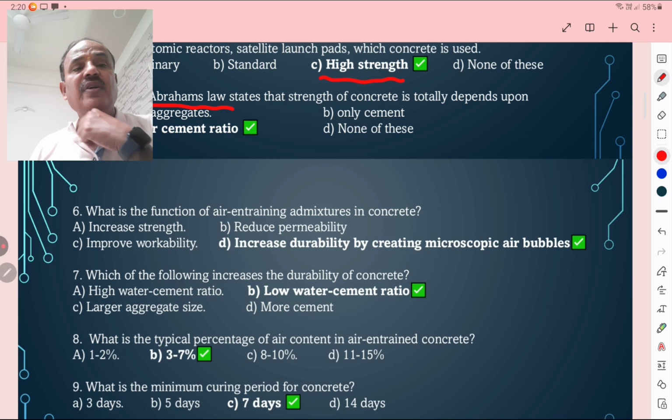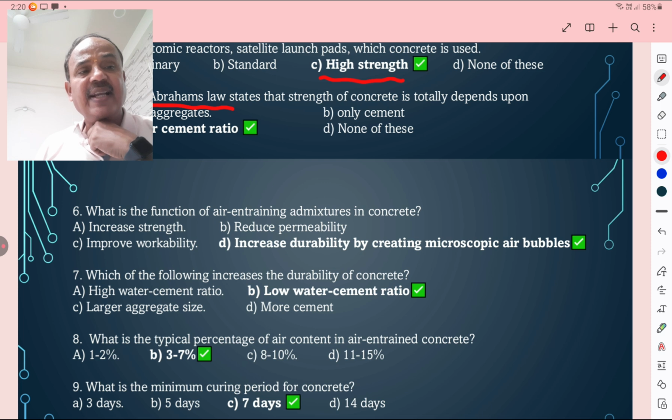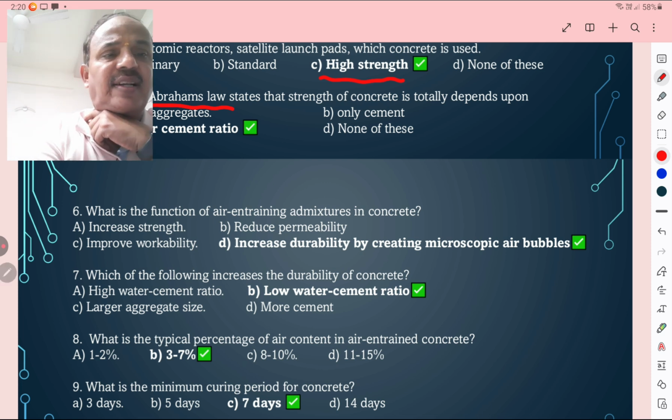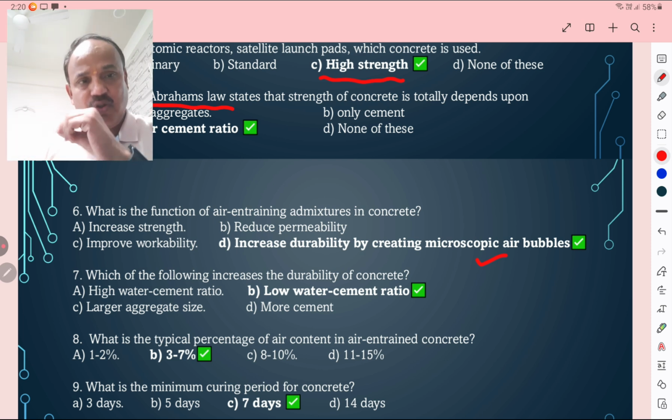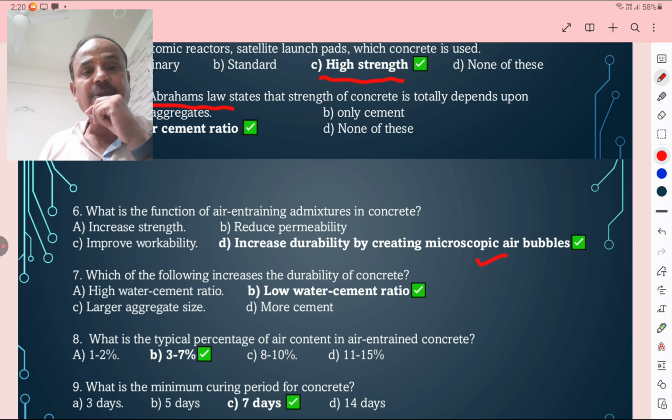What is the function of air entraining admixtures in the concrete? It increases the durability by creating microscopic air bubbles. Air entraining agents, what do they create? They create the air bubbles in the concrete. So that is the function of that admixture.